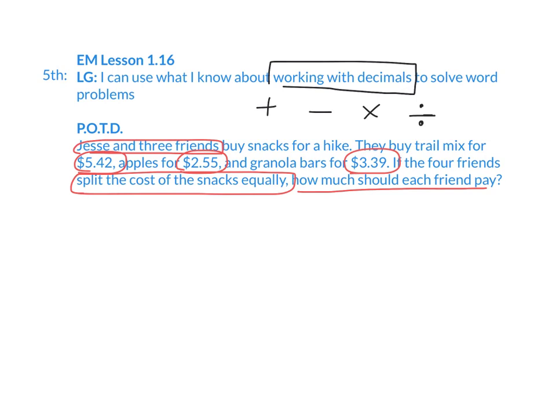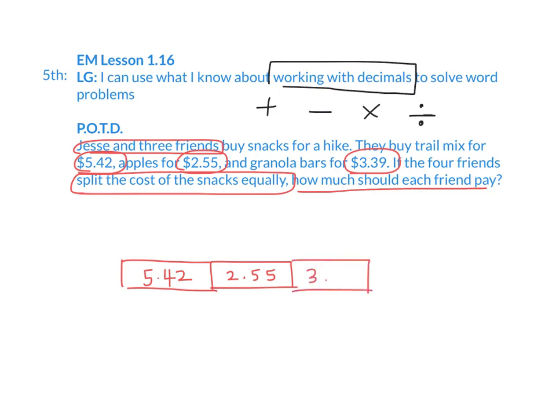Well, this one, we have to first find the total cost, right? We have to say, okay, we paid $5.42 for something. We paid $2.55 for something. And then we paid $3.39 for something. If I want to find the total cost, I have to do what to those individual costs? Add them up. Good. So I have $5.42, $2.55, $3.39. When I add, I need to make sure that all my place values are lined up.